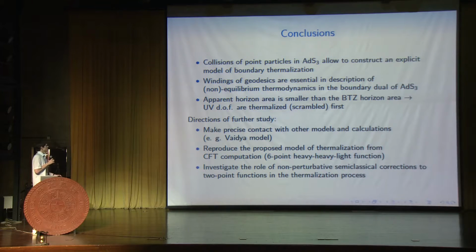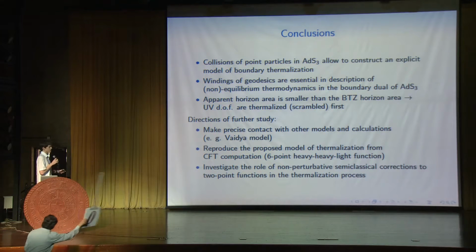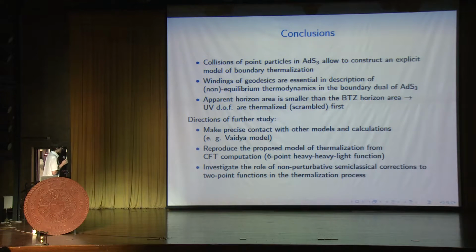So, conclusions. We see that collisions of point particles in AdS3 allow us to construct an explicit dynamical model of thermalization of the boundary theory. And we also see that the winding geodesics are essential in the description of thermodynamics in and out of equilibrium in the boundary dual of AdS3. And since the area of the apparent horizon is smaller than the BTZ horizon area, we can conclude that UV degrees of freedom thermalize before infrared degrees of freedom.